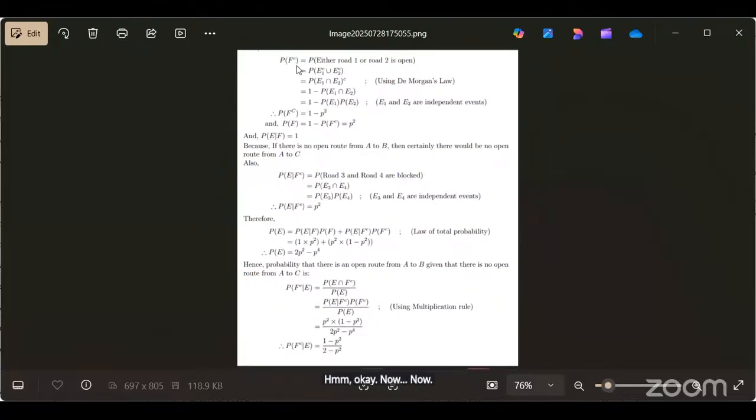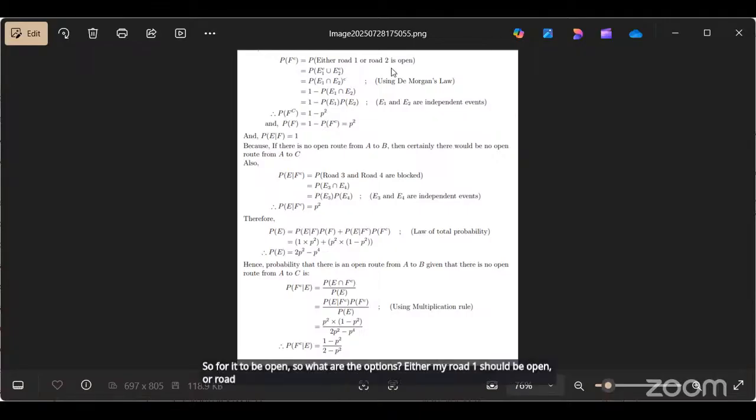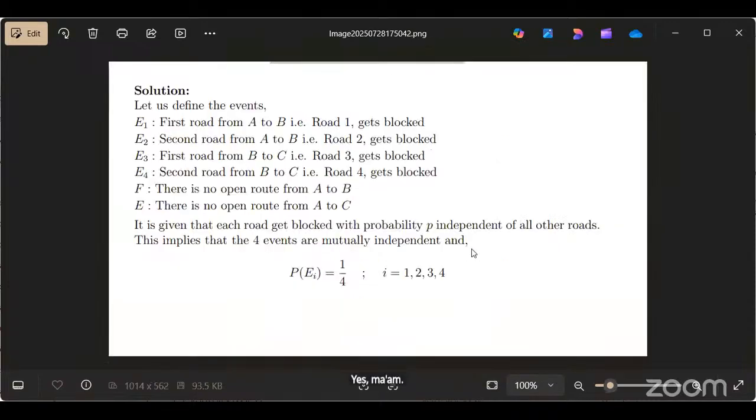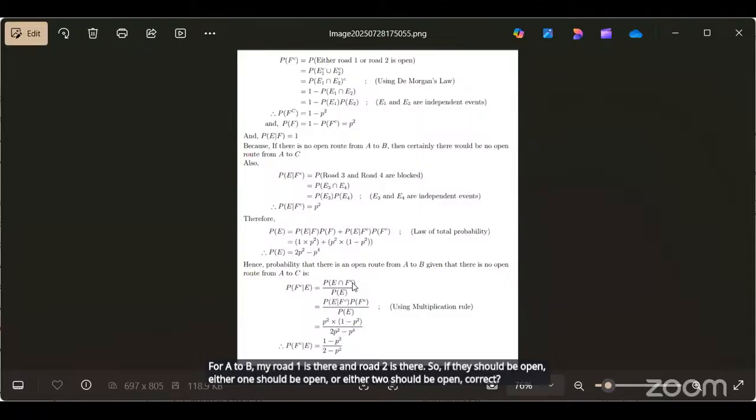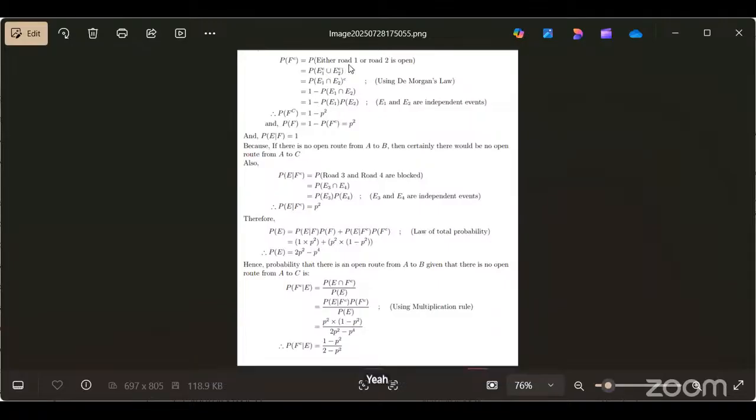Okay. Now, the probability of F complement: F was that there is no open route, so F complement would be that it is open, correct? Yes. So for it to be open, what are the options? Either road 1 is open or road 2 is open, correct? For A to B. Yes, ma'am. For A to B, road 1 and road 2 are there, so either 1 should be open or 2 should be open. So either road 1 is open, that is E1 complement, union E2 complement. True?